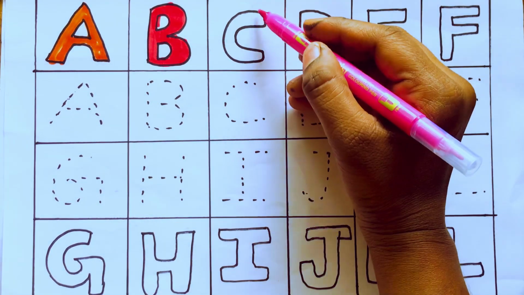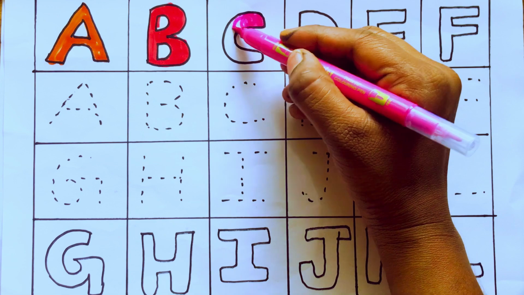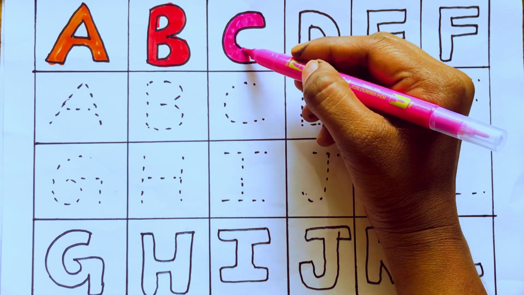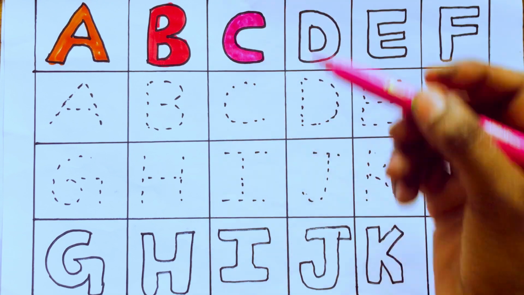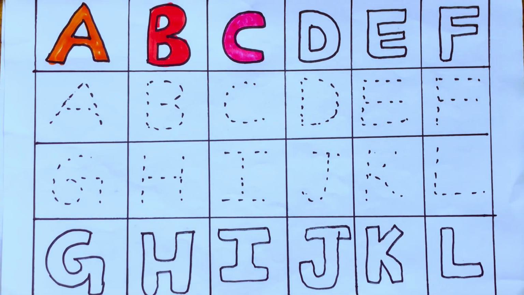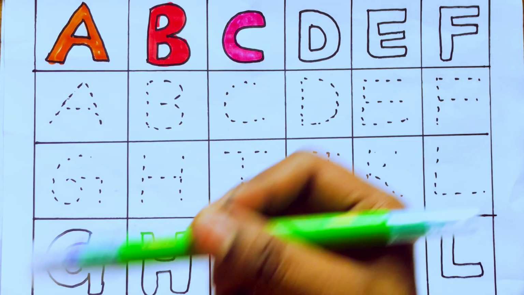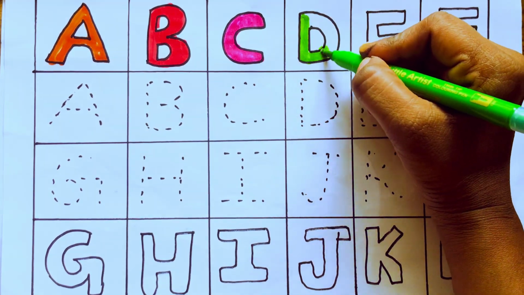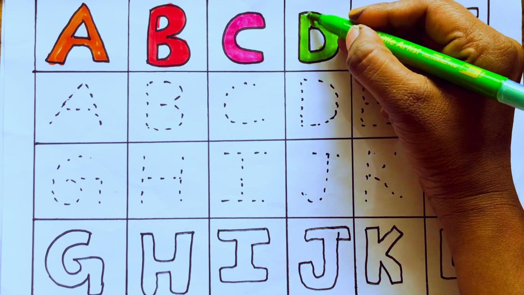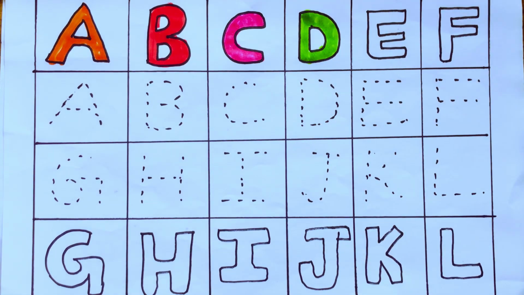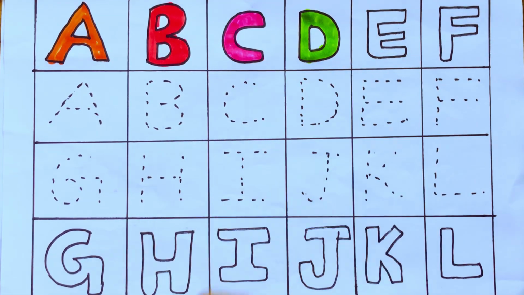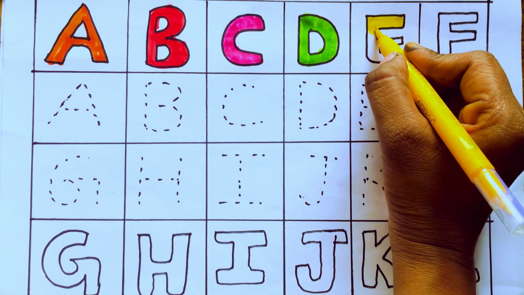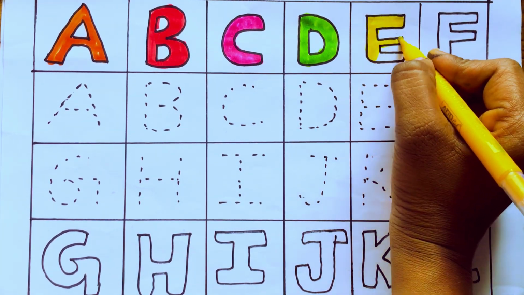Pink color C. C for cat and C for cup. Green color D. D for dance and D for doll. Yellow color E. E for egg and E for elephant.